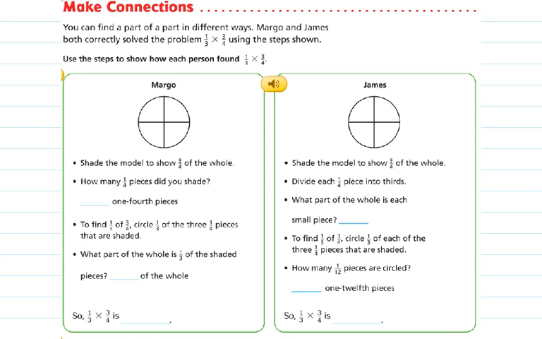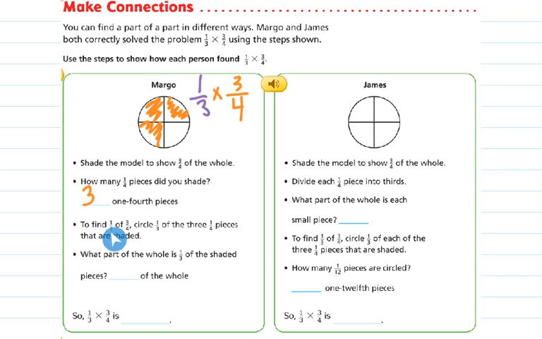Margot shaded the model to show 3/4 of a whole. So let's count with her. 1/4, 2/4, 3/4. So for Margot, she showed 3/4 of a whole in orange. Actually, I'm going to erase this one. I'm going to write that in purple just to distinguish the two. Now we're going to go on to the next question. How many 1/4 pieces did she shade, or did we shade? We would say that we shaded exactly 3 1/4 pieces.